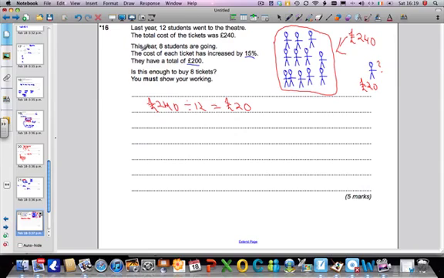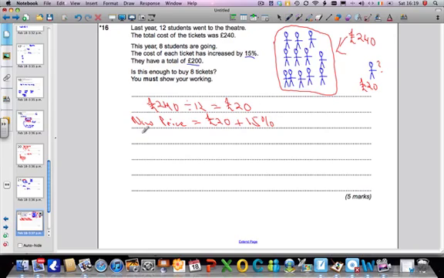Now it tells us that we got 8 students going and the cost of each ticket has increased by 15%. So the old price is £20. We need to work out what the new price is. So the new price is going to be equal to the £20 plus 15% because it's increased by 15%.